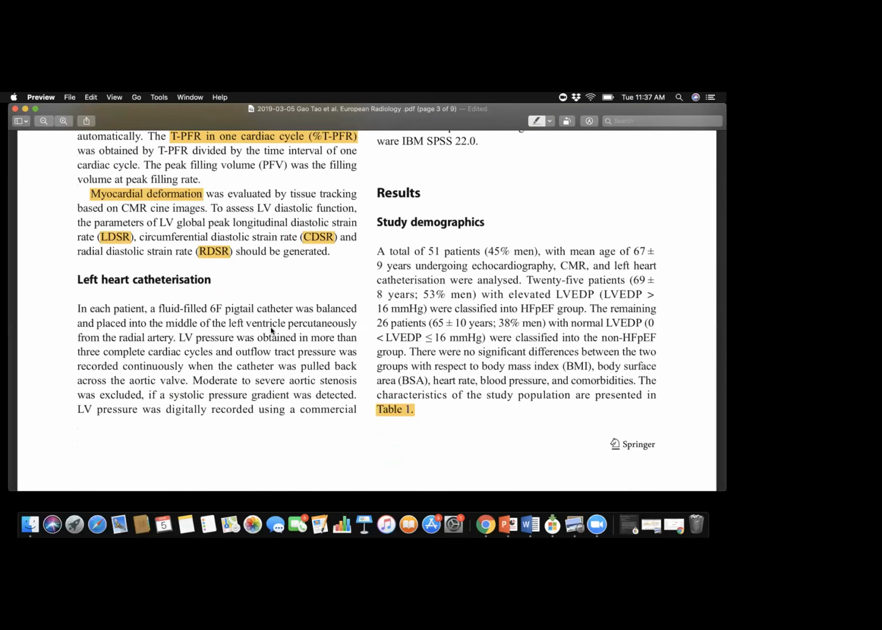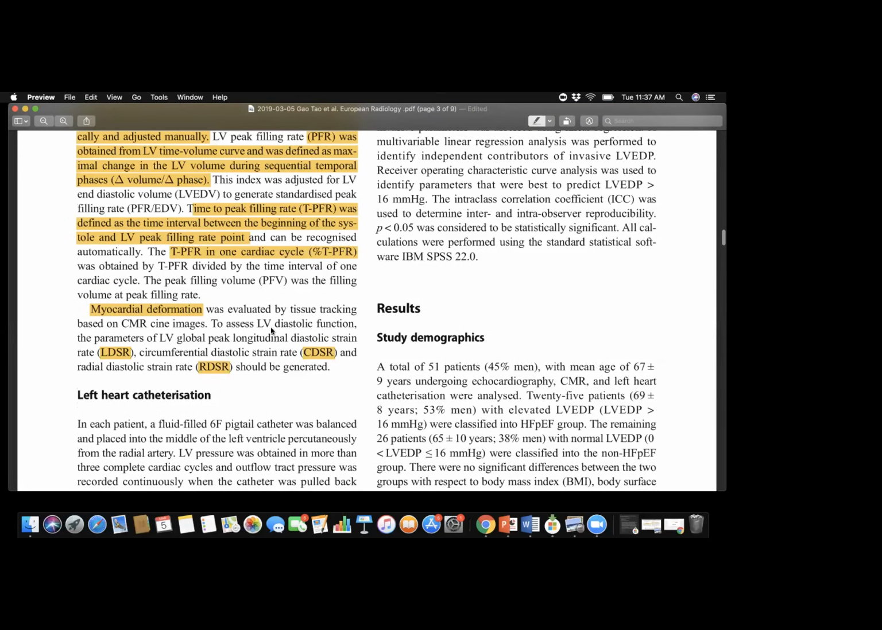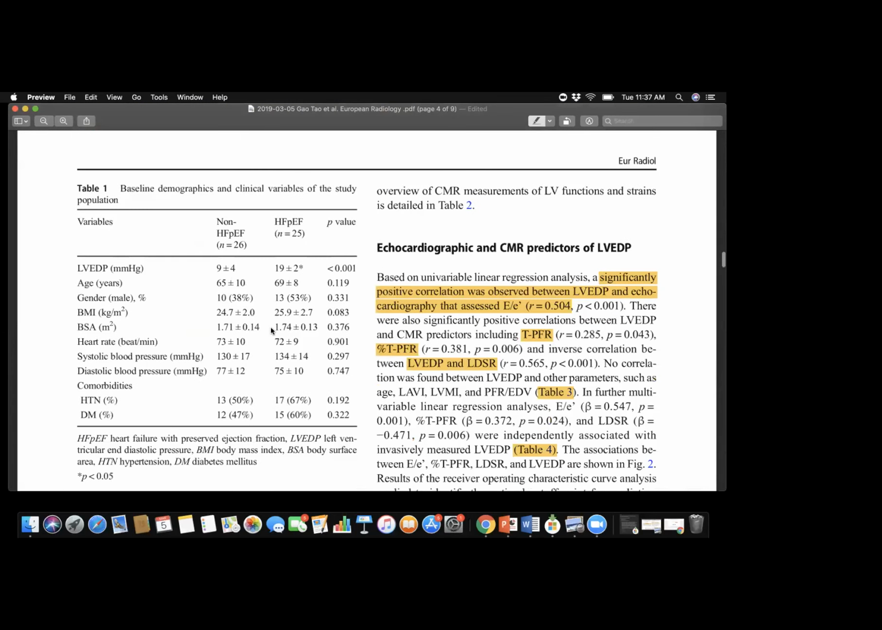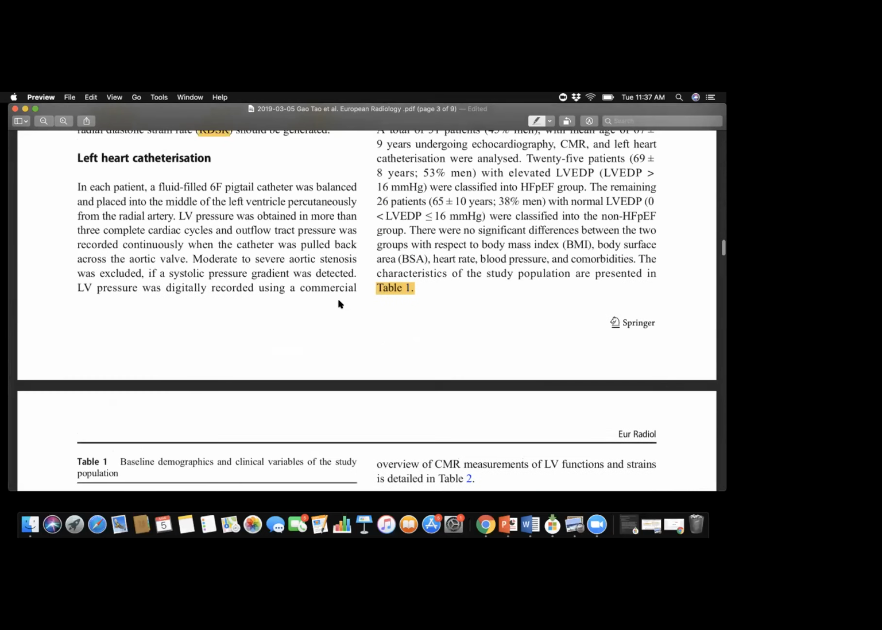And everybody obviously underwent a left heart cath. So let's look at the results. The baseline characteristic is in table 1 that you can see here. 26 patients non-HFpEF and 25 HFpEF patients, and pretty similar baseline characteristics basically.